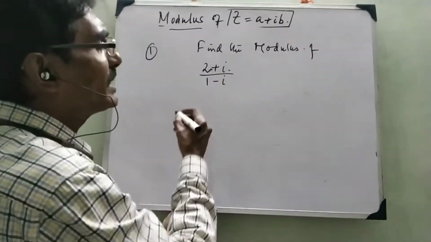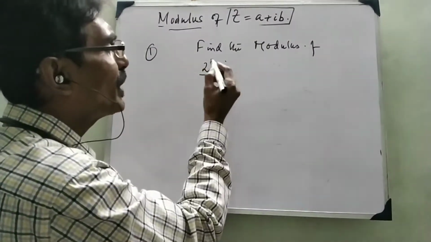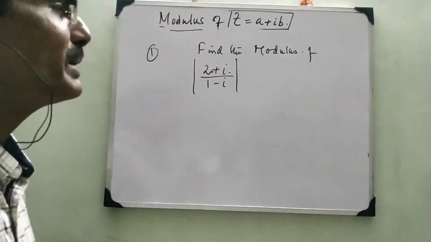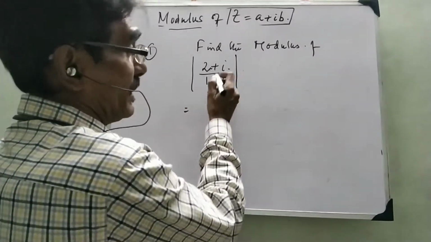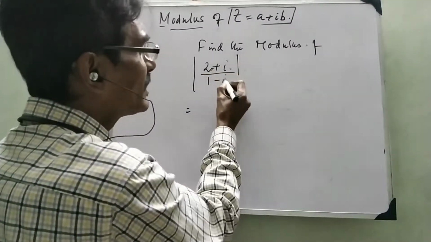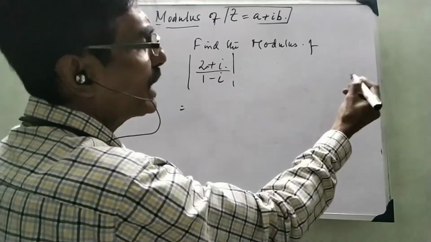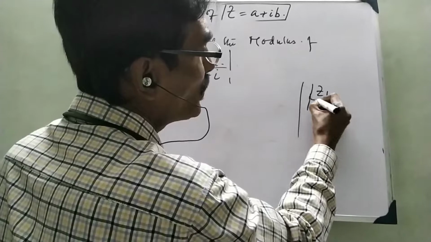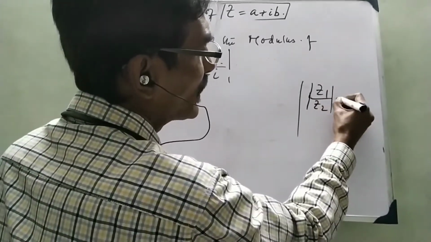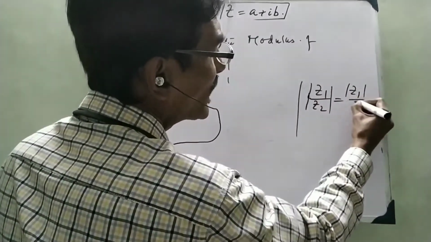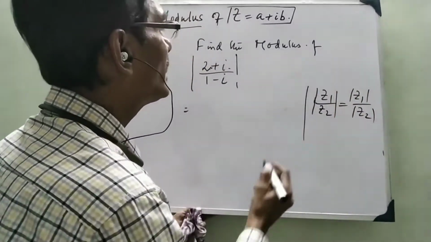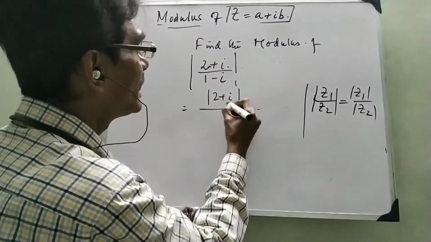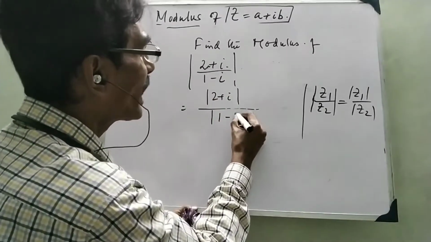The question is given this one, we have to find the modulus of this one. So first we are putting the modulus of this, as given in the question. Now in the numerator this is z1, this is z2. So according to the property, what property we know, modulus of z1 by z2 equal to mod of z1 by mod of z2. Using this property, what can we write? We can write mod of 2 plus i divided by mod of 1 minus i.